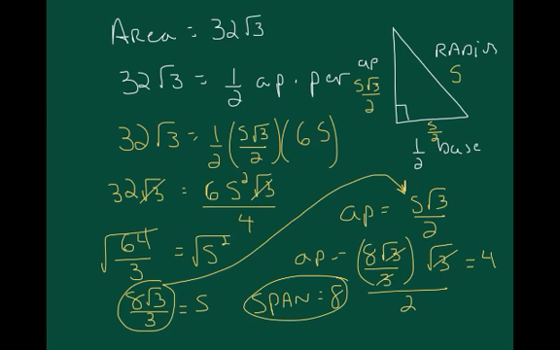Wow, that was a big problem. Let's take a look at the last part of it. Okay, part C asks for the formula for the area of a regular hexagon with a given span of S. So we're going to take our area formula and we're going to rewrite it in terms of span. So of course we start out with 1/2 apothem times perimeter. Now the trick is going to be to restate apothem in terms of span and perimeter in terms of span.